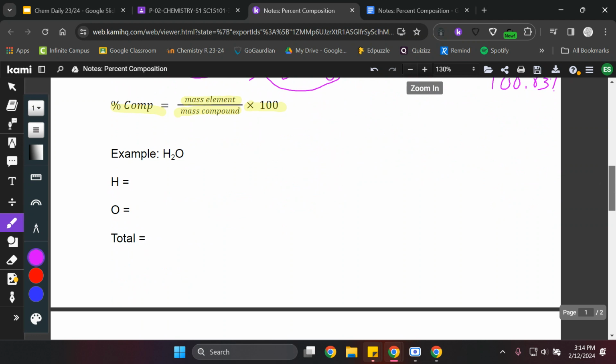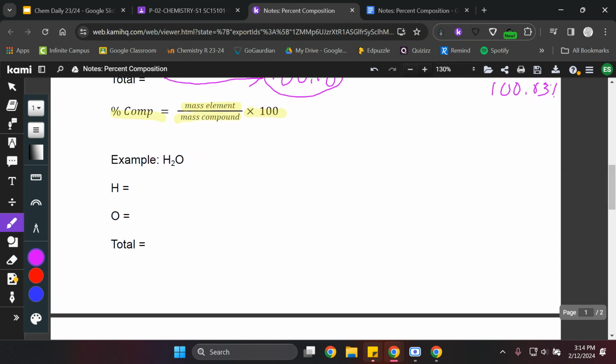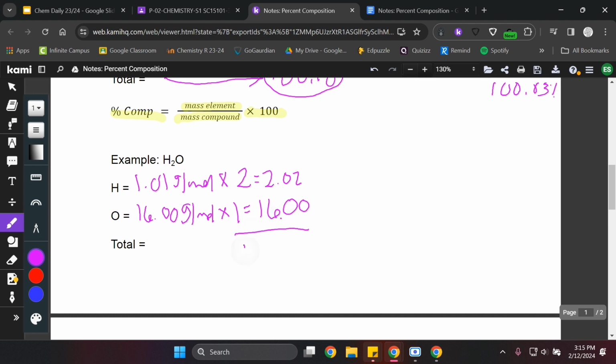All right, let's go through H2O. So for H2O, hydrogen was 1.01 grams per mole. Multiplied that by 2 to get 2.02. Oxygen was 16 grams per mole times the 1, because there's only 1 in the compound, so we get 16.00.